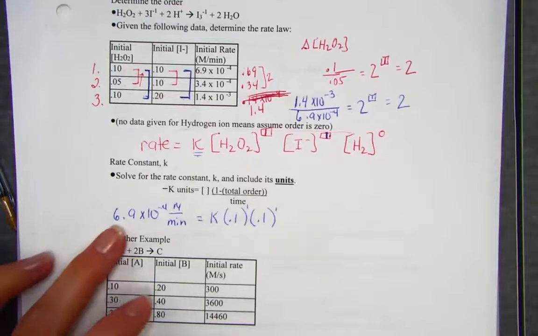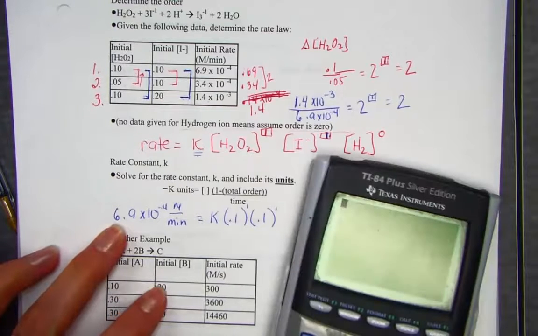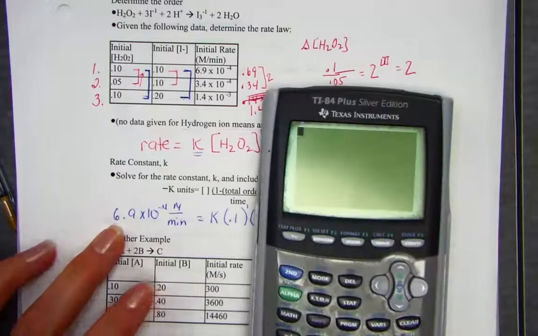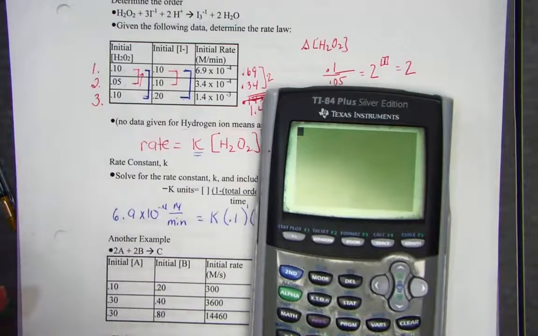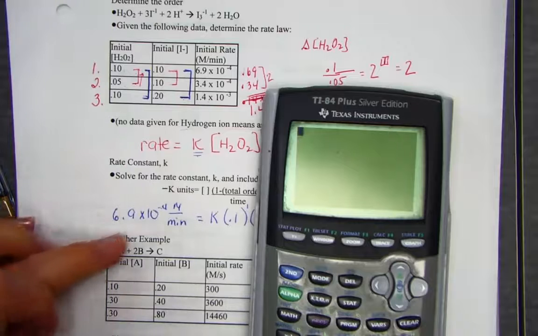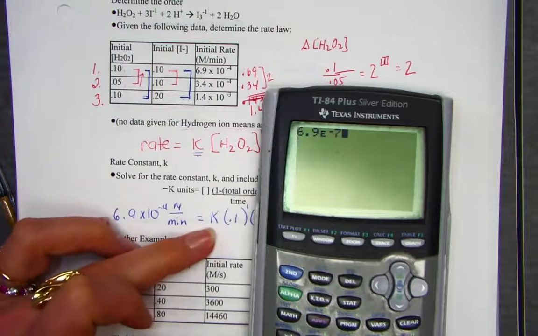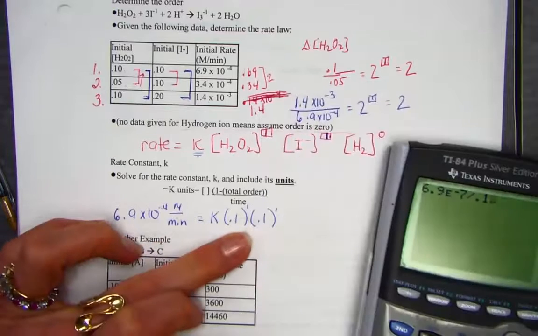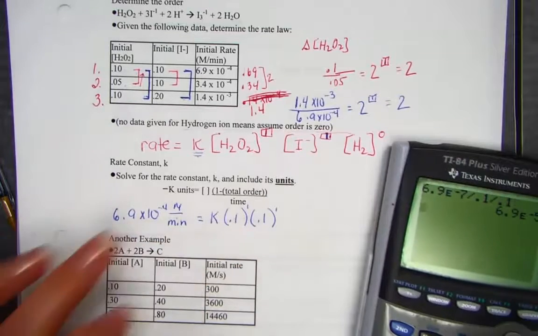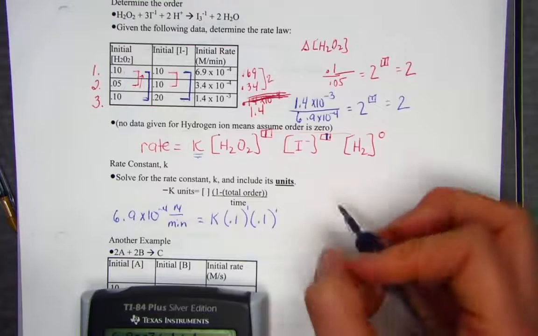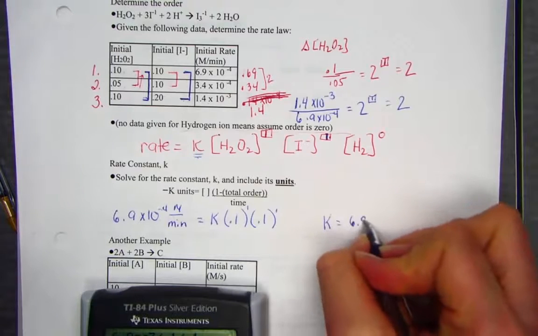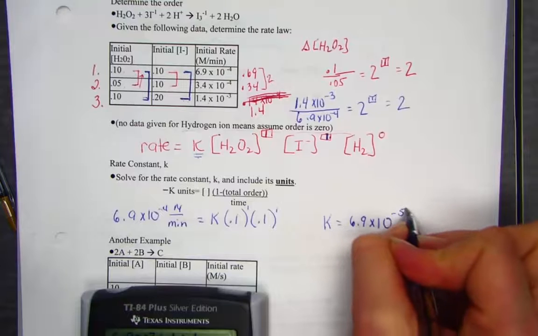I can solve for the value of K in the following way. From trial 1, but this is interesting. Since K is a constant, we indeed should get the same number no matter what trial I use. So rate from trial 1, 6.9 E negative 7, divided by 0.1, divided again by 0.1, and we get a value where K is 6.9 times 10 to the negative 5th.